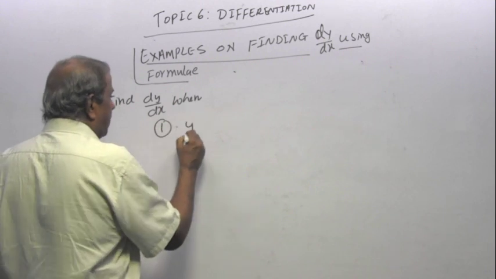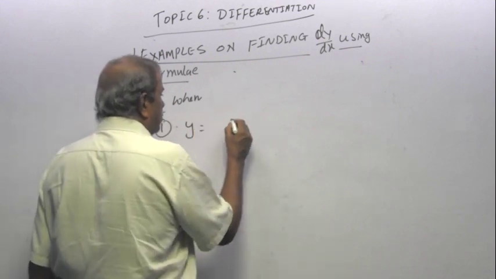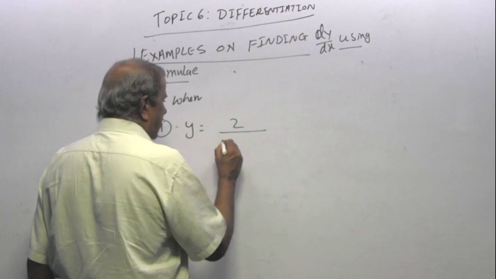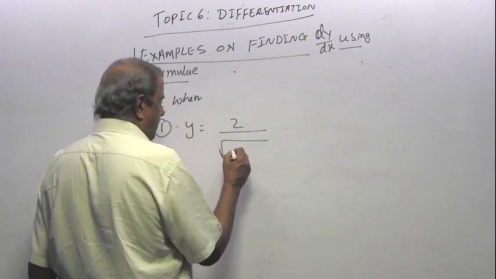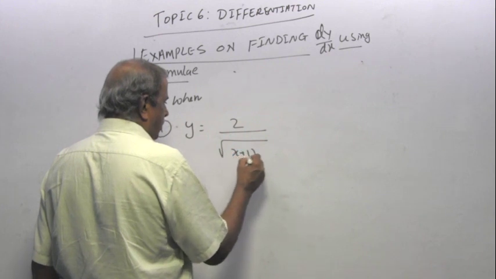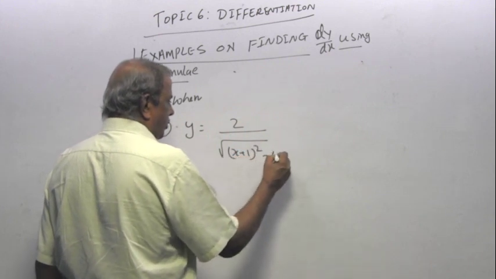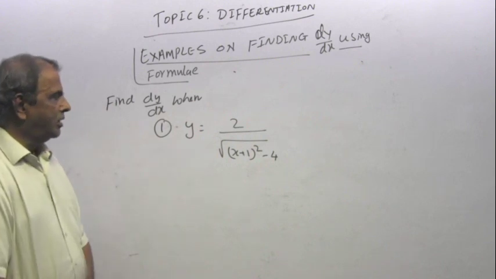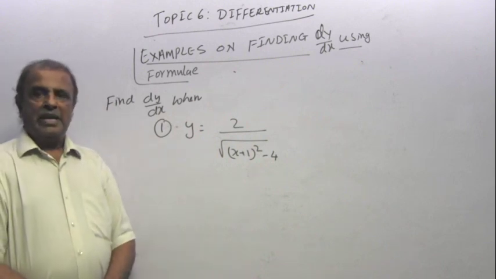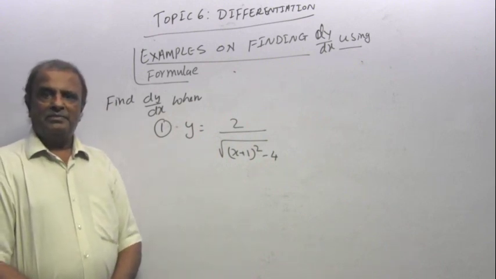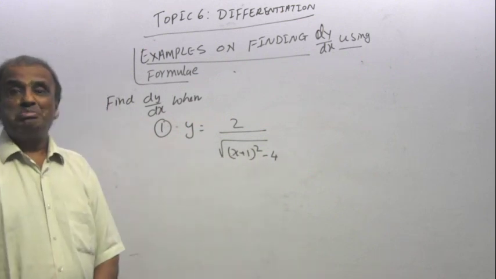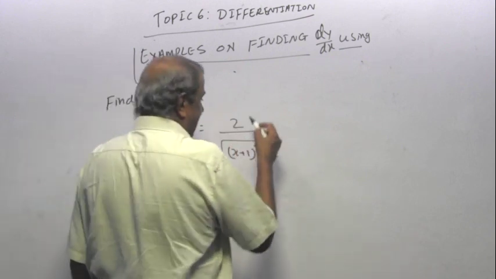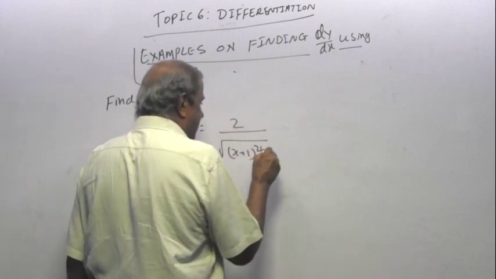Suppose I had y is equal to 2 over the square root of (x squared plus 1) to the power 20, minus 4. Ooh! So that makes life very difficult. I could make it (x squared plus 1) power 12 minus 4. Because you will say, sir, I can expand this. So I'll make it 20.